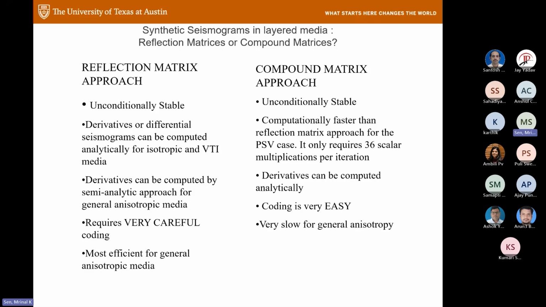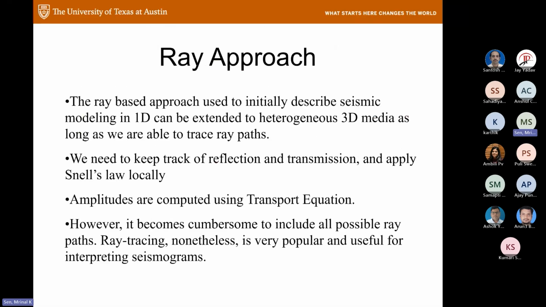And before I do that, I can say that the ray-based approach that I showed you earlier to describe 1D modeling can be extended to heterogeneous 3D media, which I'll talk about next, before we talk about Born series.